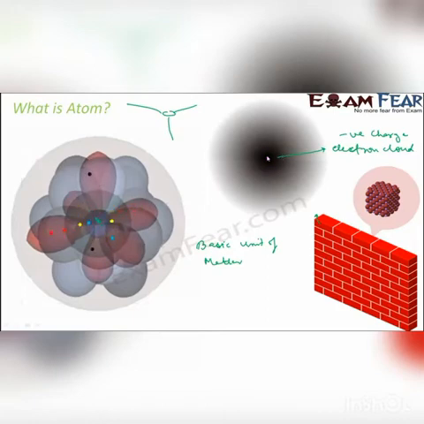So the atom is the basic unit of matter. You take any matter, you take an apple, you break the apple into small parts. The smallest part which you get will be the atom, and that is not visible through naked eyes. You can't see that, right?